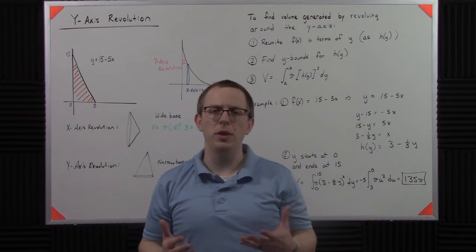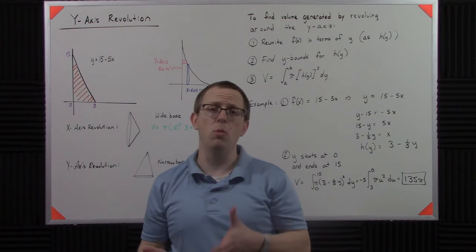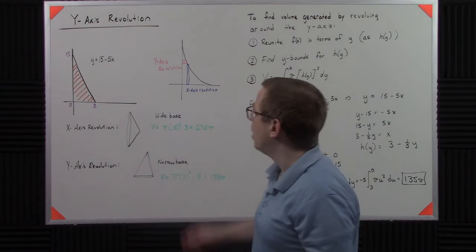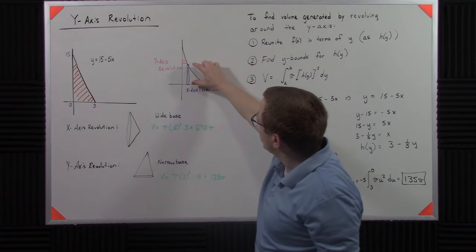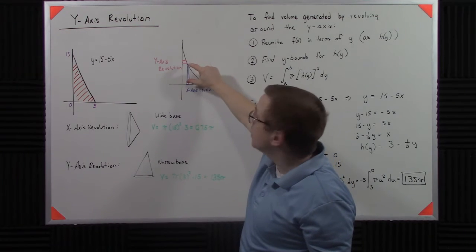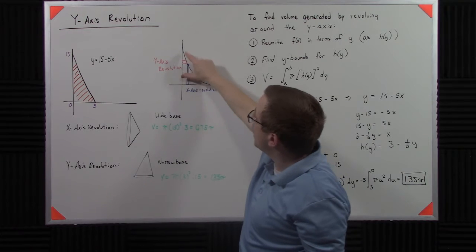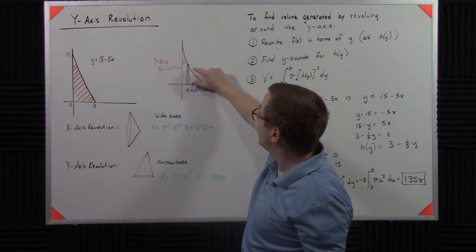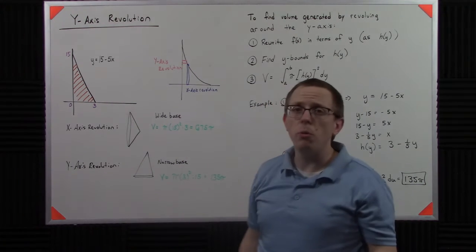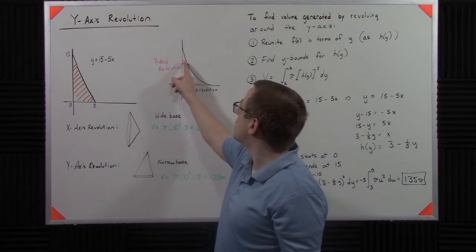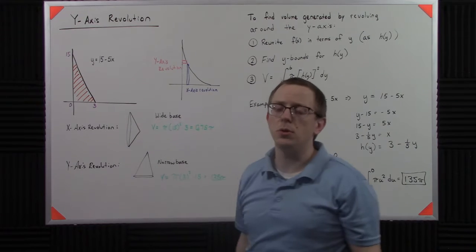So this is what we want to do. How are we going to do this? If I have some function and I want to revolve it around the y-axis, how am I going to do this? Well, in the x-axis revolution, we took those disks and we summed them up from the x-axis to the function. What we find for the y-axis revolution is we're going to do the same thing, but instead the disks are going to come from the y-axis to the function.